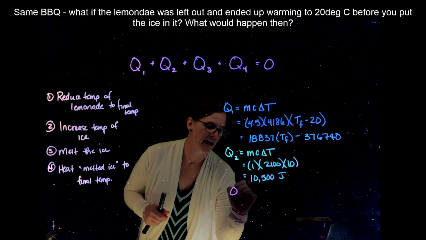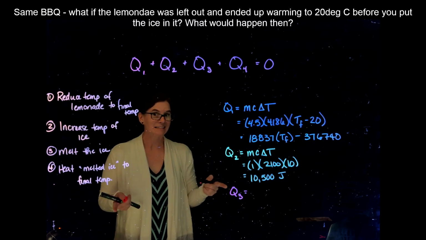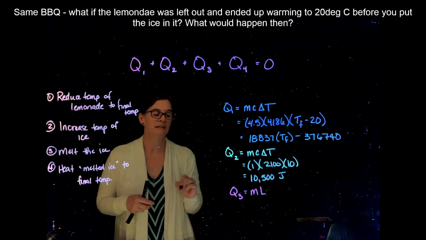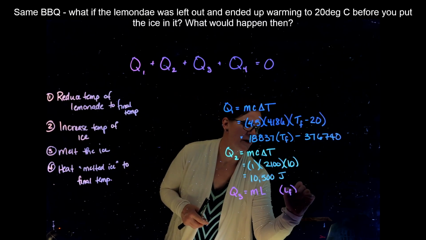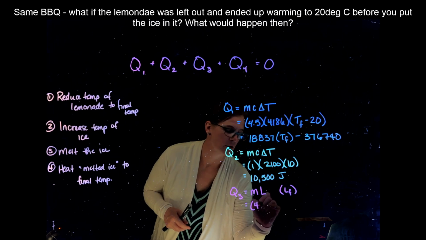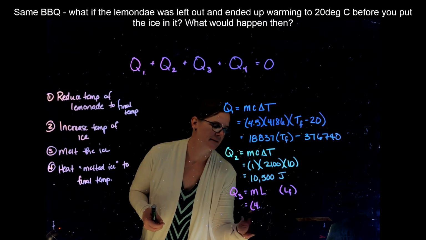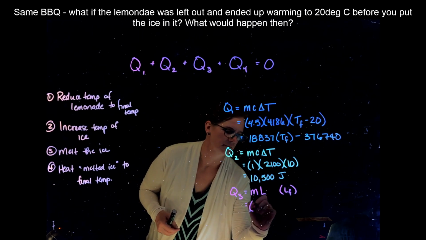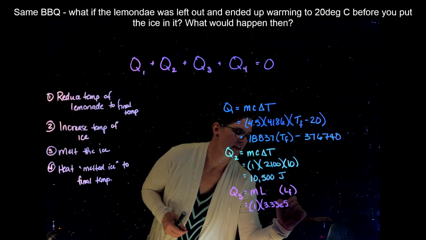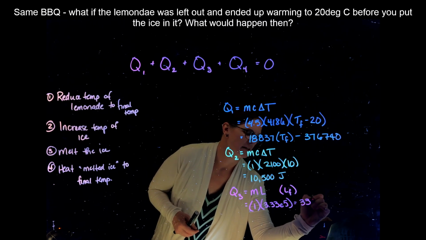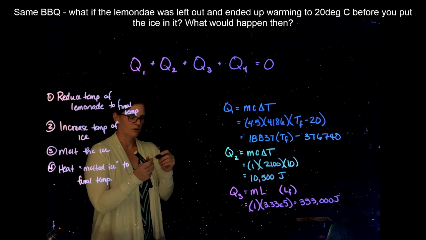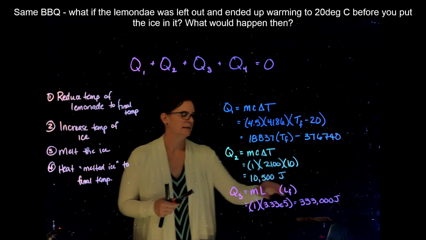Q3 is to melt the ice. That, remember, is a phase change, so we're going to use mL, and we're going to use the latent heat of fusion because we are going from a solid to a liquid. And we calculated this last time also. There's only 1 kilogram of ice. So we have 1 kilogram of ice times 3.33 times 10 to the 5th. We end up with 333,000 joules to convert our ice to a liquid.